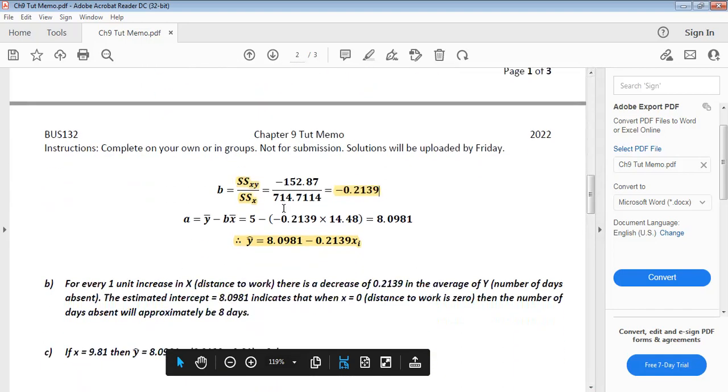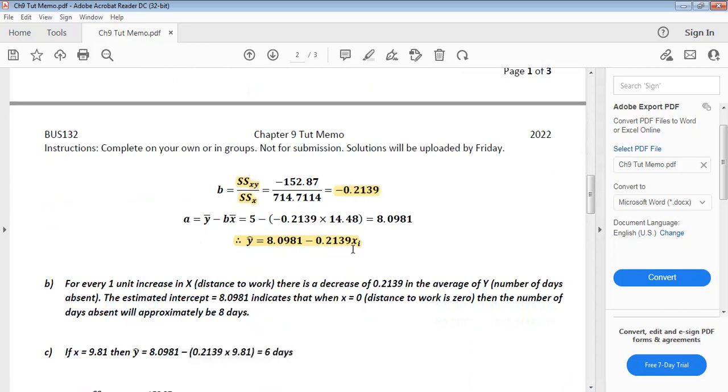Our equation, you just substitute what you found and put it there. But the first thing you must find is b, because you need b to find the value of a. All right, so I just explained what the values are. Any question?